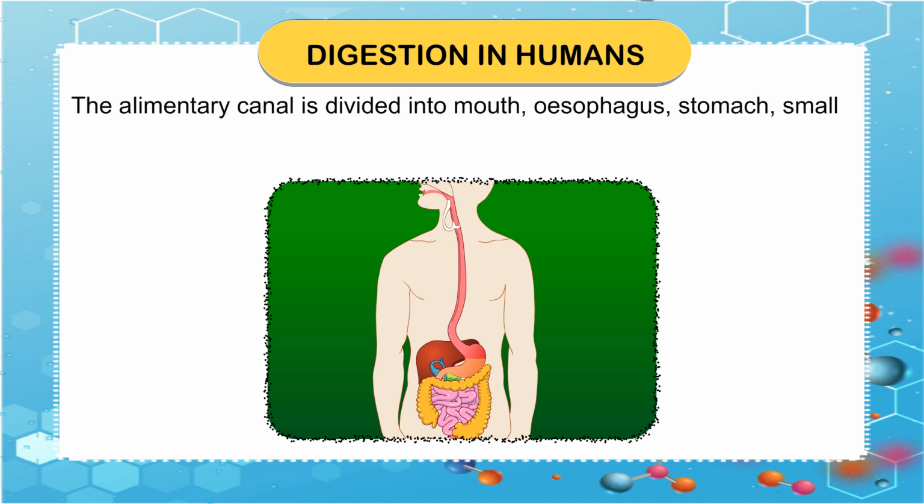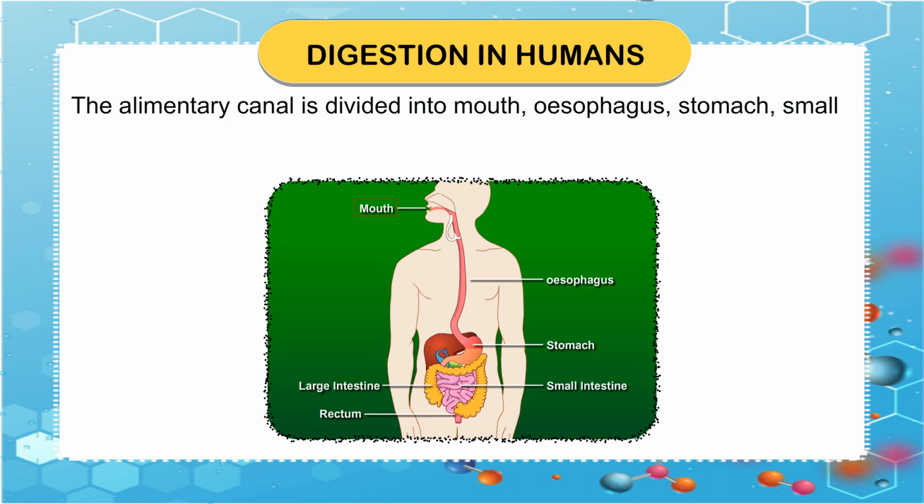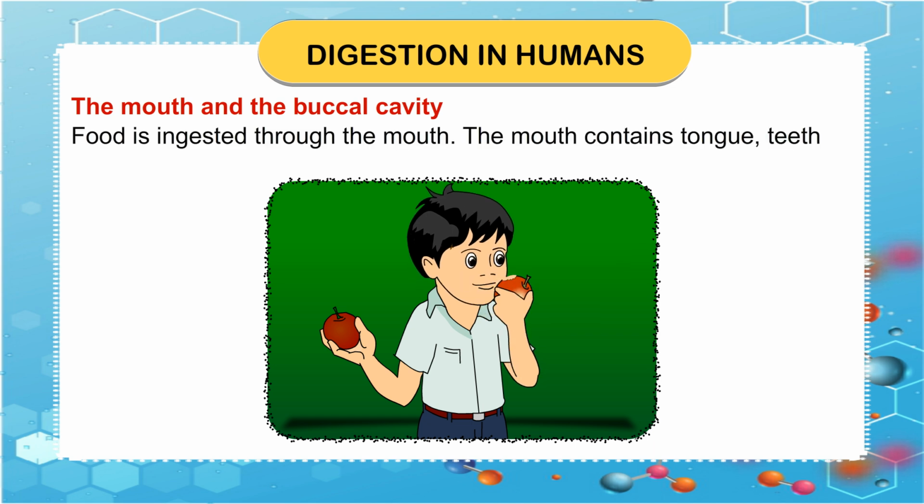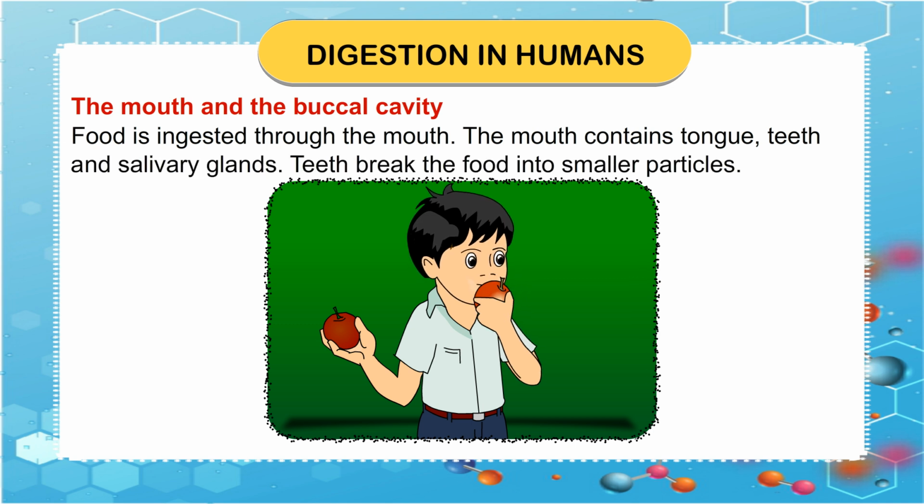The alimentary canal is divided into mouth, esophagus, stomach, small intestine, large intestine and rectum. The mouth and the buccal cavity. Food is ingested through the mouth. The mouth contains tongue, teeth and salivary glands.